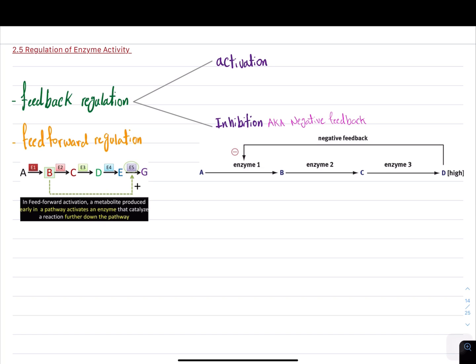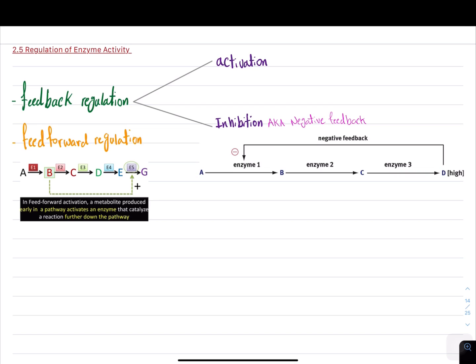Section 5 is about regulation of enzyme activity. So we have feedback regulation, which is when enzymes are subject to a regulation by a product in the metabolic pathway. And we also have feed forward regulation, which is when the enzyme is regulated by a metabolite that was made previously. So basically, the metabolite that was made earlier in the pathway regulates the enzyme.